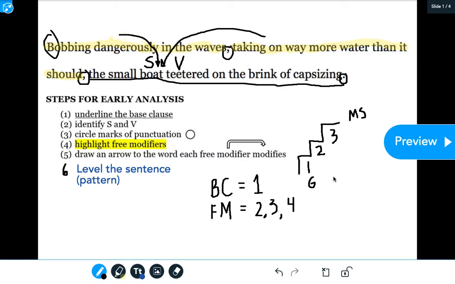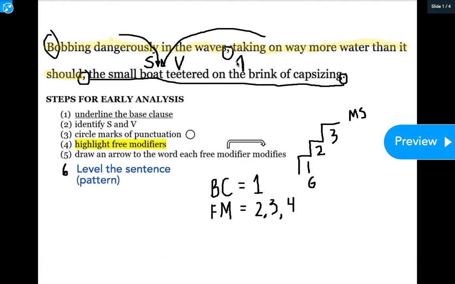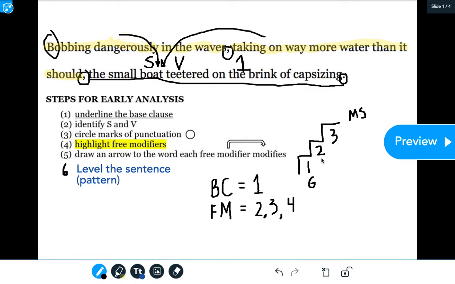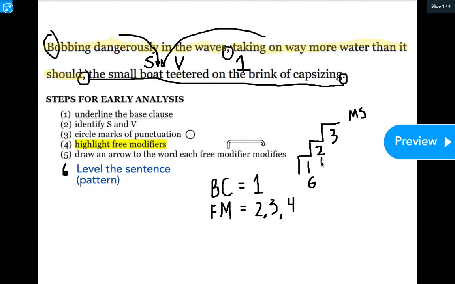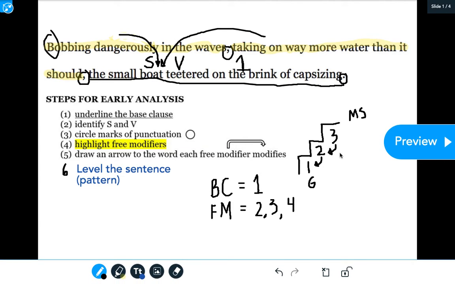So essentially what we're going to say is that a level 1, which is a base clause, there's a level 1 right here, is usually modified by a level 2. So a level 2 modifies a level 1. A level 3 would modify a level 2, a level 4 would modify a level 3, so on and so forth as you continue to go up the staircase of specificity. So we get more specific as we go up these steps right here.